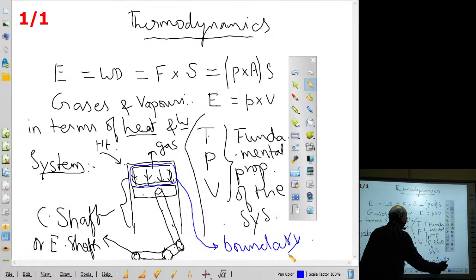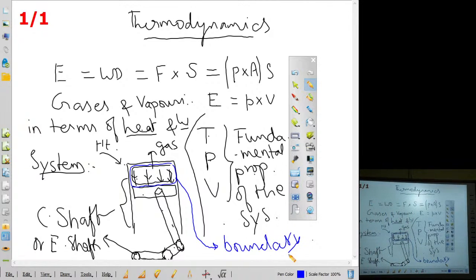Can you tell me something about the boundary? The cylinder itself is not the boundary. If you take the cylinder as the boundary, it will be a solid boundary. No, just a little bit, maybe 2 mm below that, we have selected a line, an imaginary line. That is an imaginary boundary, therefore.